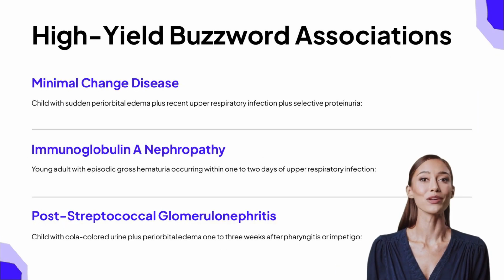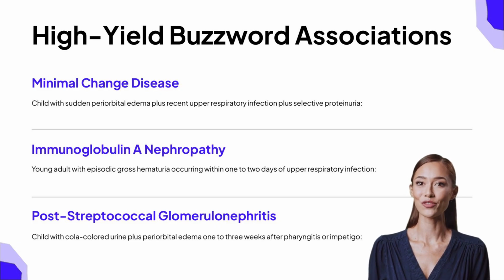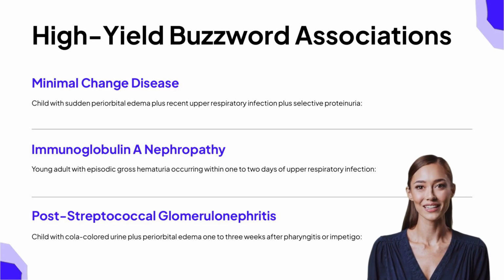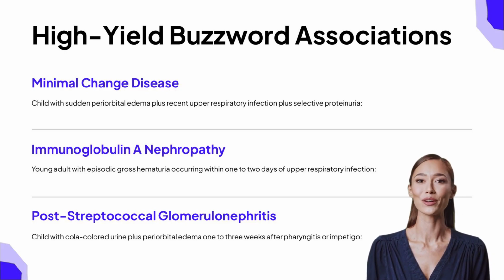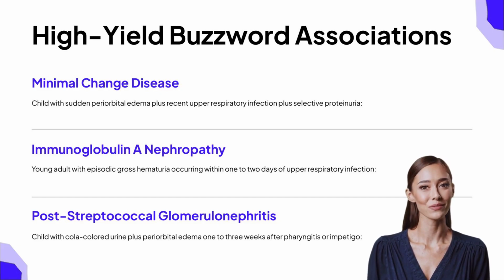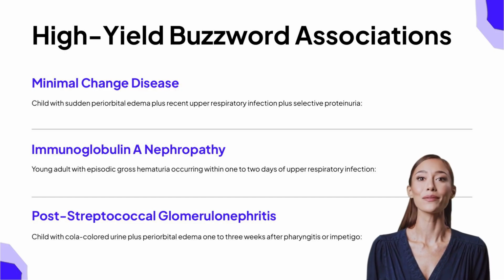Let us lock in these buzzword associations because the boards love testing them. Minimal change disease: child with sudden swelling after a viral illness, protein in urine but no blood. Immunoglobulin A nephropathy: young adult with bloody urine appearing within 1 to 2 days of getting sick. Post-streptococcal glomerulonephritis: child with cola-colored urine and swelling 1 to 3 weeks after strep throat or skin infection. Notice the timing differences. These details matter and will be in your question stems.